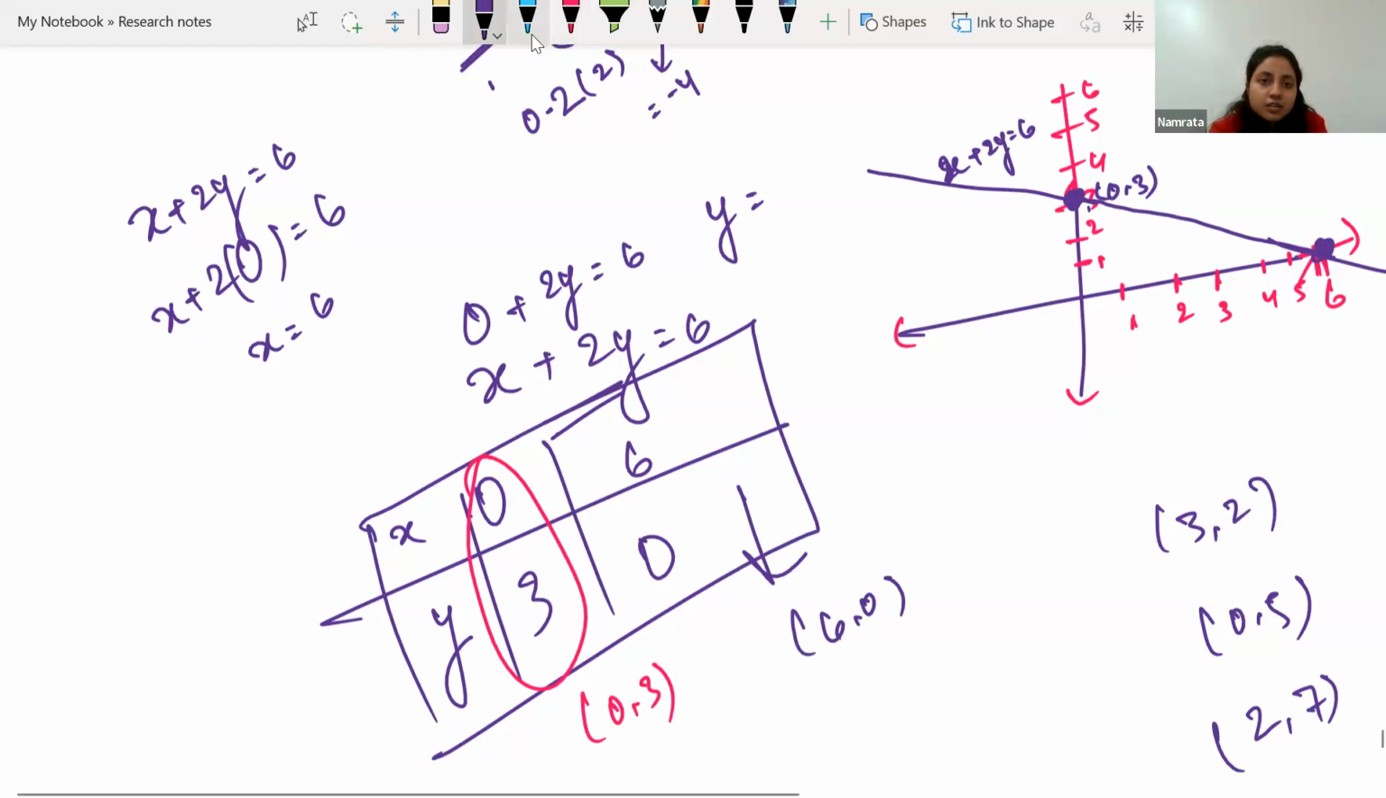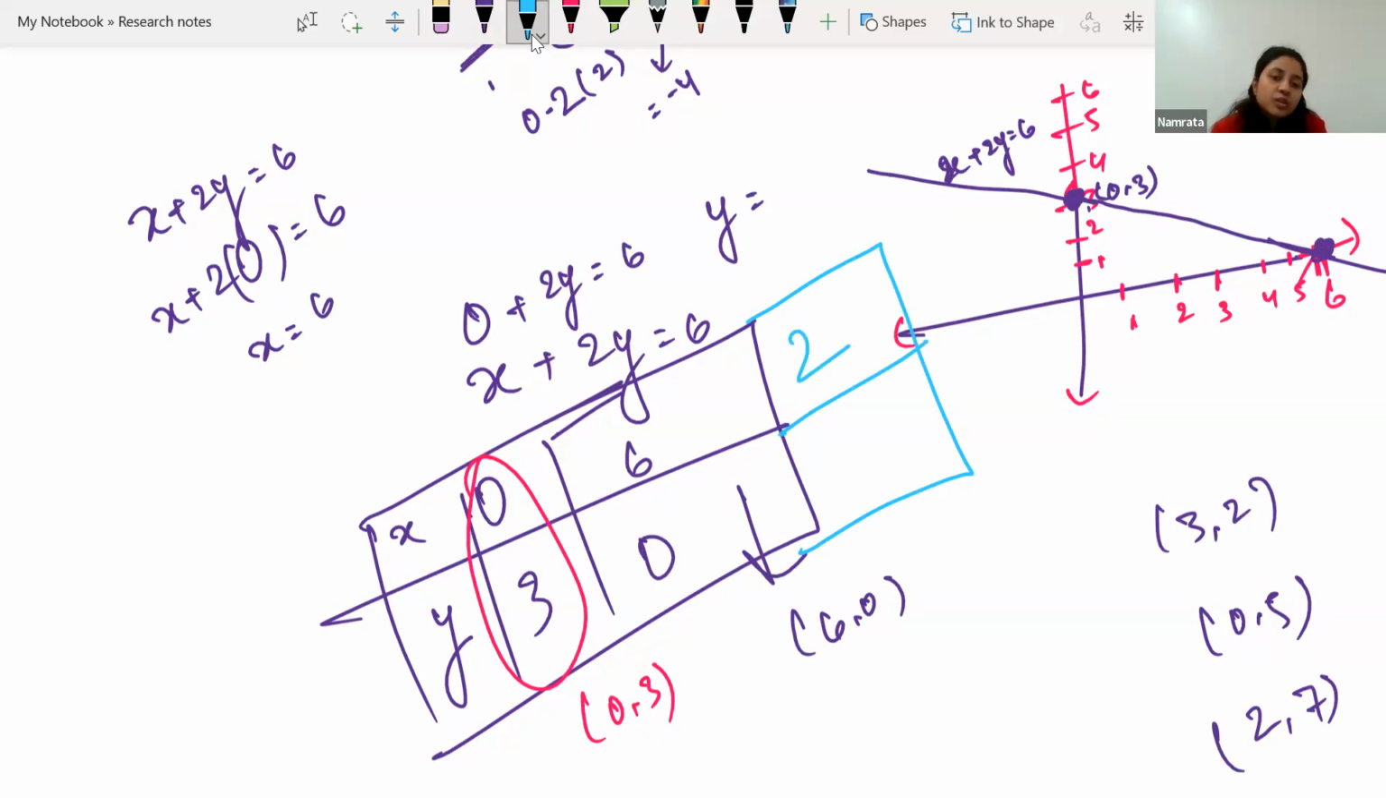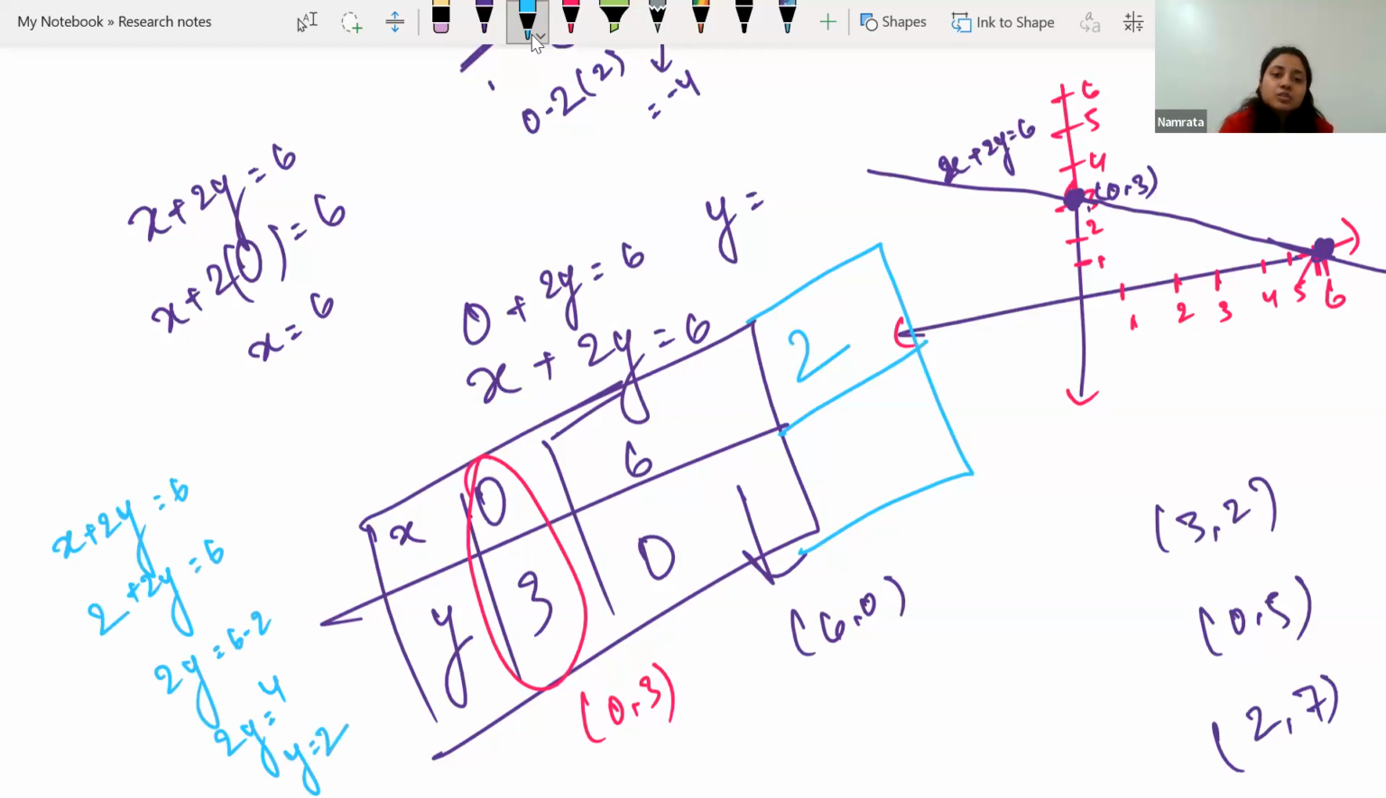Now let's say your other friend takes one more point, x as 2. Then x + 2y = 6, if x is 2, then 2y is 6 minus 2, which is 4, so y is coming out as 2. So if x is 2, y is 2. Your friend has taken the point (2, 2). If you join it over here, can you see it is coming only over here, below the line? Why is our point coming below the line?